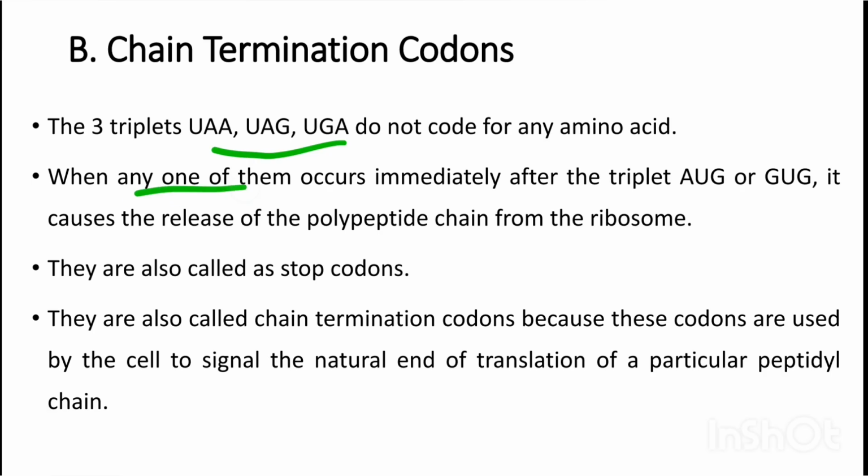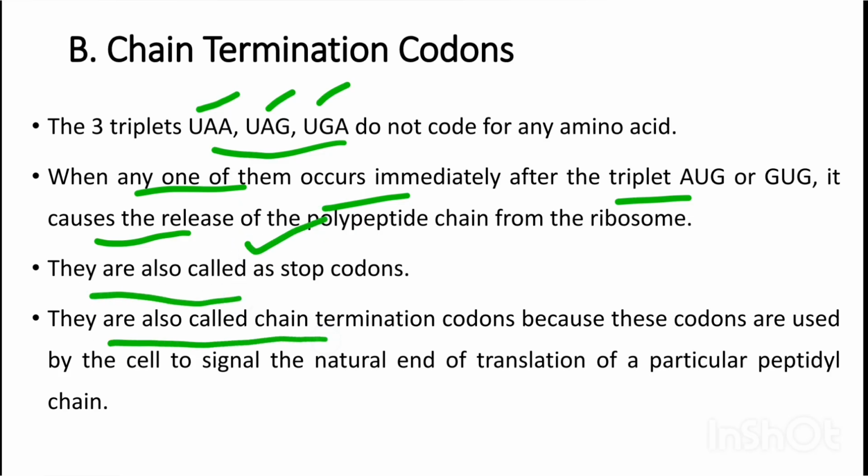When any of them occurs after the triplet AUG, the starting codon, protein synthesis starts, and when one of these appears, it causes the release of the polypeptide chain from the ribosome, and it is also called a stop codon. They are called chain termination codons because these codons are used by the cell to signal the natural end of translation.